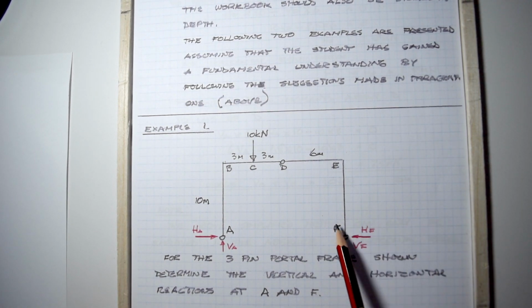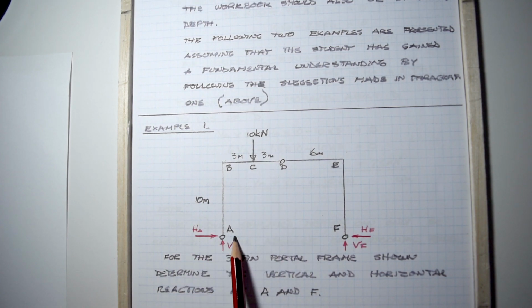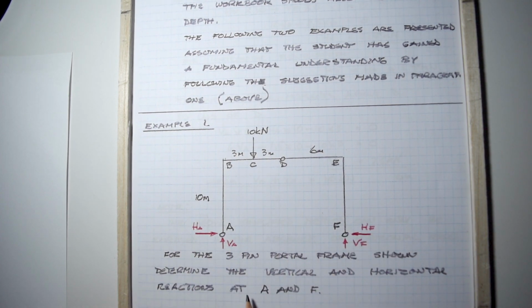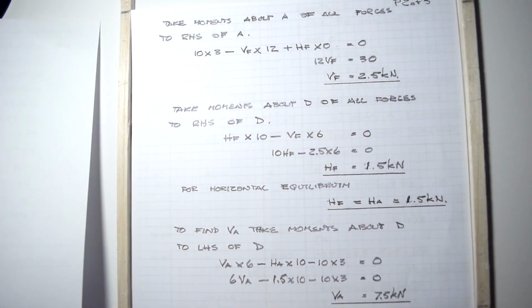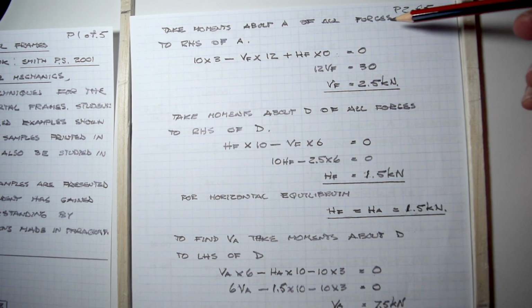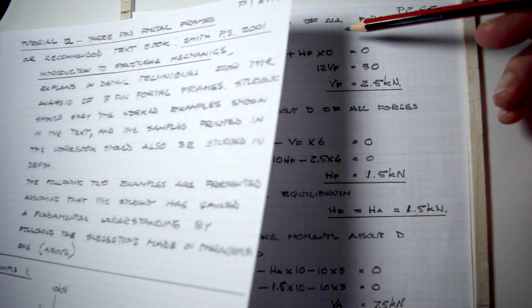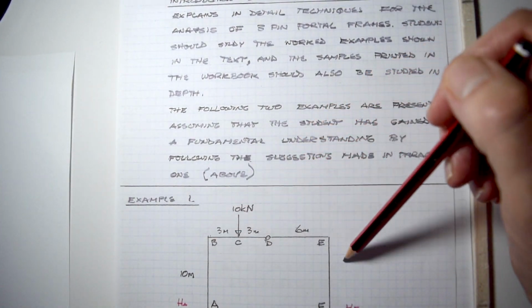normally do it. I've got a point load up there, no horizontal loads, and I'm looking for HA, VA, HF and VF. The question is, for the 3-pin portal frame shown, determine the vertical and horizontal reactions at A and at F. So, taking moments about A for all the forces to the right-hand side of A. So we're going to take moments about A, taking all these forces into account.